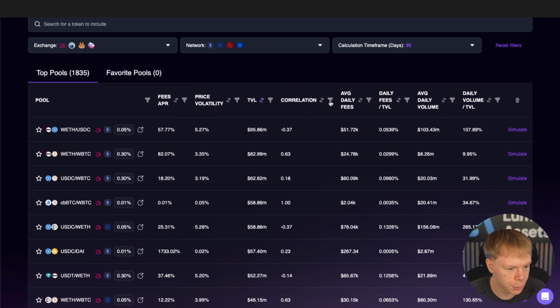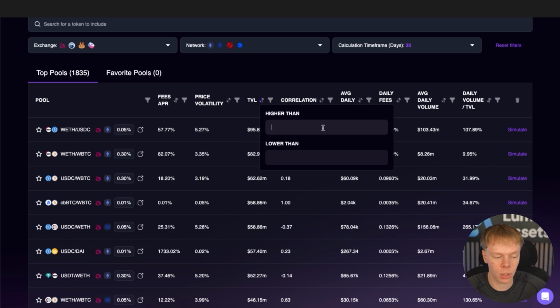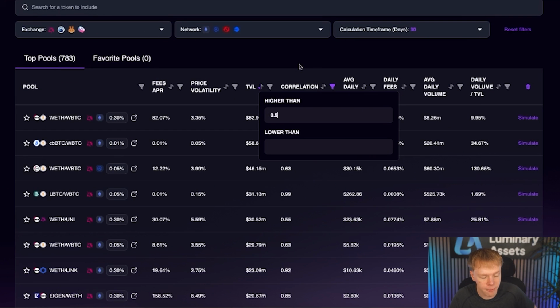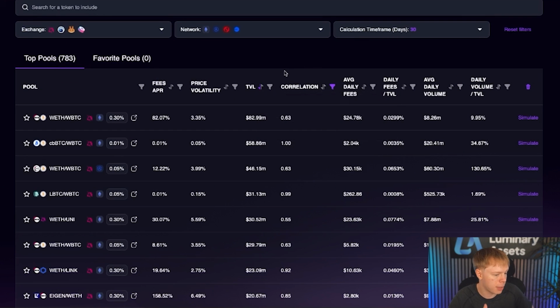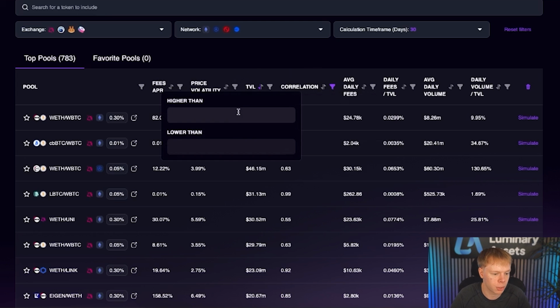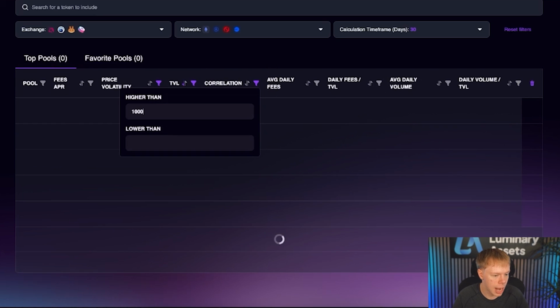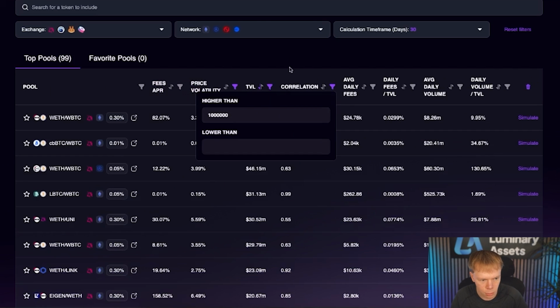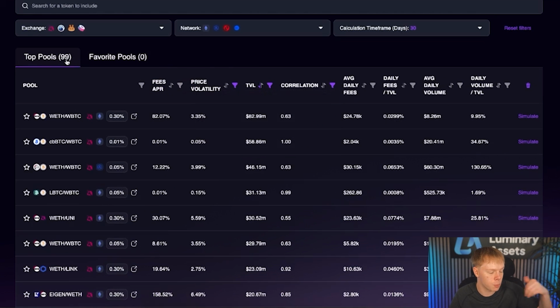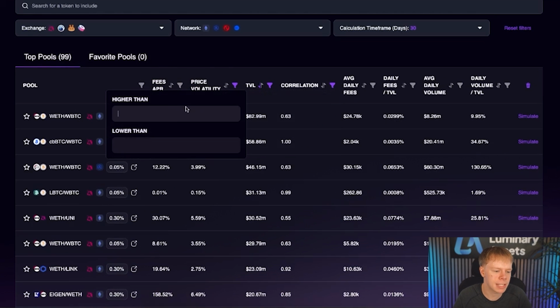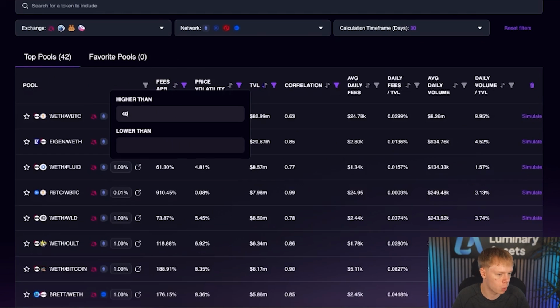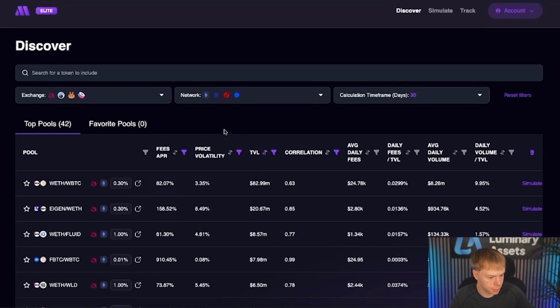Then we could start to filter by correlation. So one of the things that I really like about this is correlation above 0.5. Ultimately, that's going to show me stuff that is correlated, meaning lower divergence loss. I also like to look at price volatility lower than 10%, which will only factor out about 100 pools over here. TVL, I like to look at higher than $1 million because I don't want random pools over here. And in that instance, we factored out a couple hundred. And then fees APR, I'll generally look for above 40% because I know once I dive in, once I start to simulate, we could easily get above 40%.